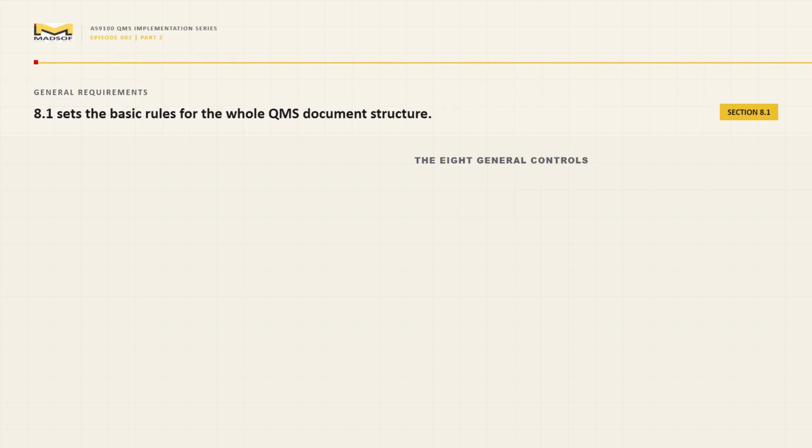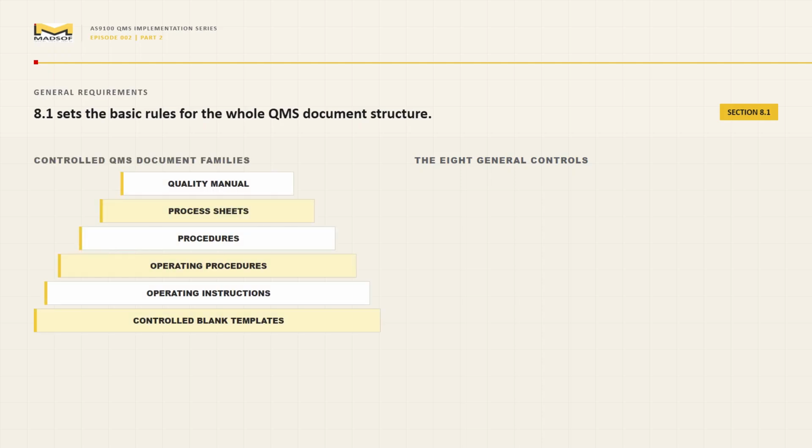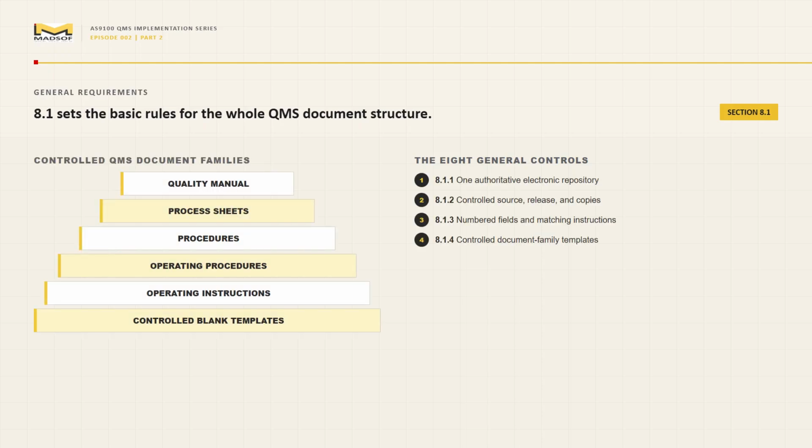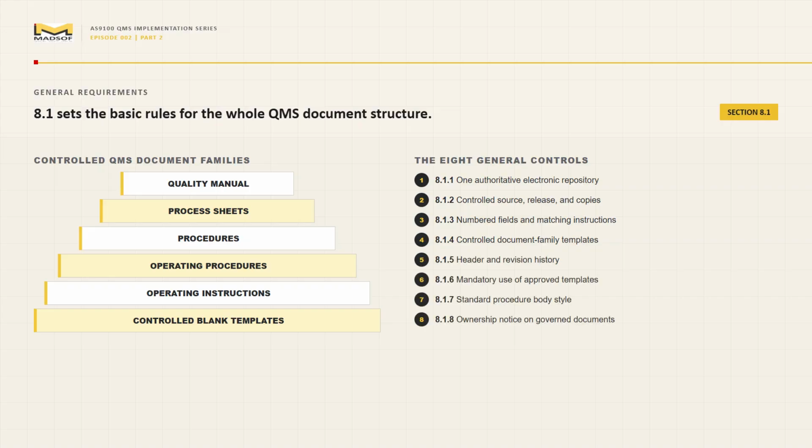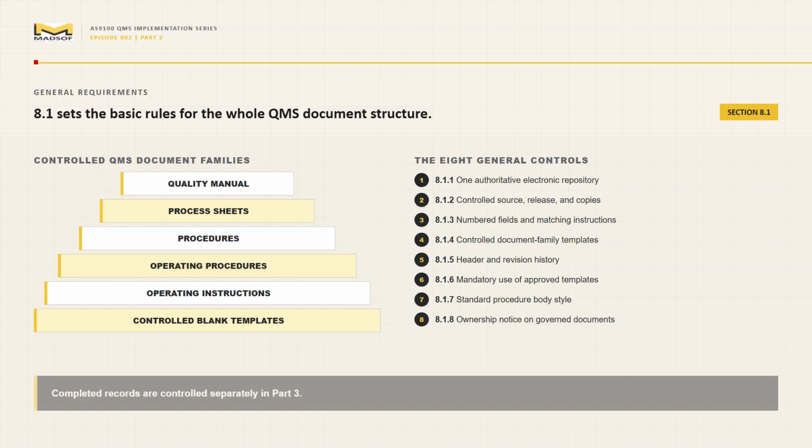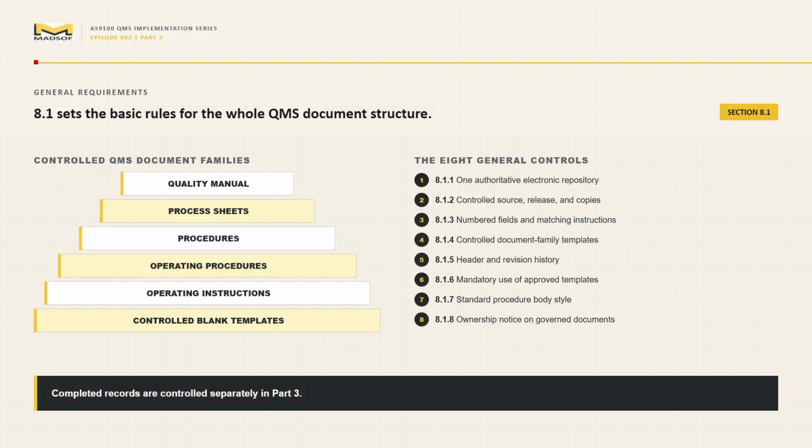Now let's look at the big picture. Section 8.1 establishes common rules for the entire quality management system documentation structure: the quality manual, process sheets, procedures, operating instructions, and controlled blank templates. Completed records are different. They provide evidence generated by the processes, and we will address them in part 3.